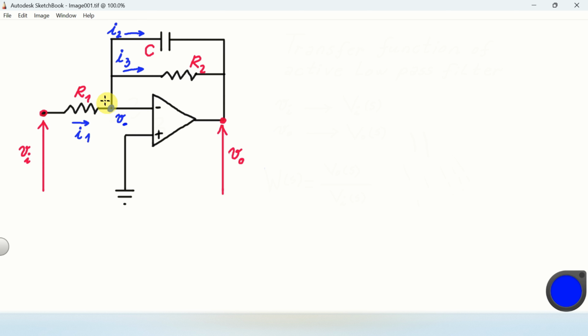From these two terminals of our resistor, we have that I1 is equal to VI minus V minus divided by R1. This is the first expression. Let's now express I2.